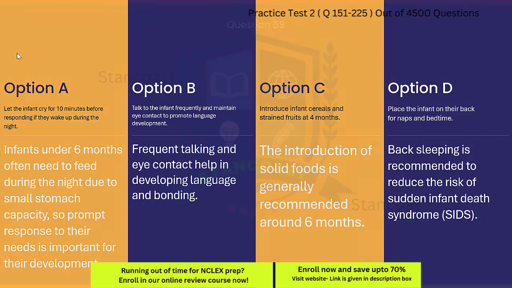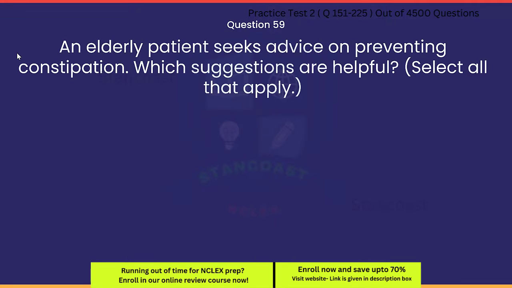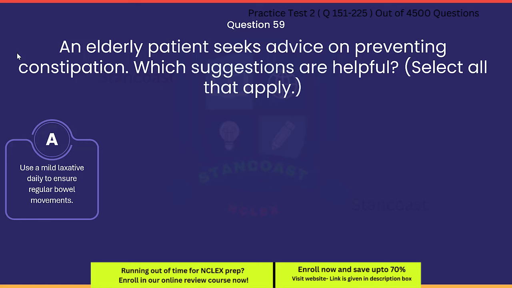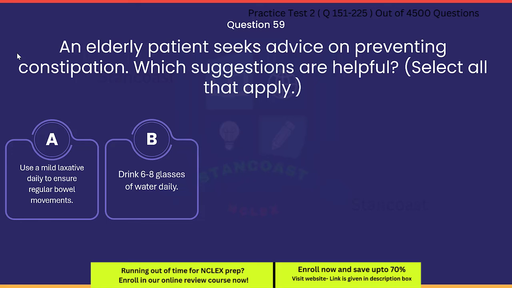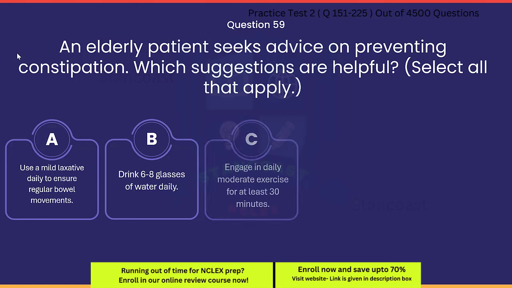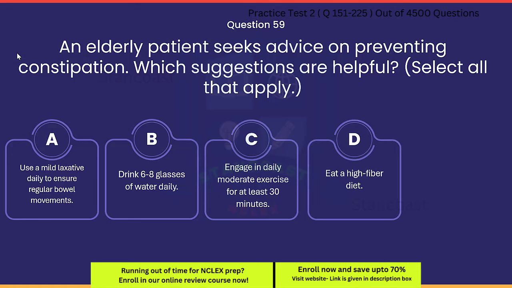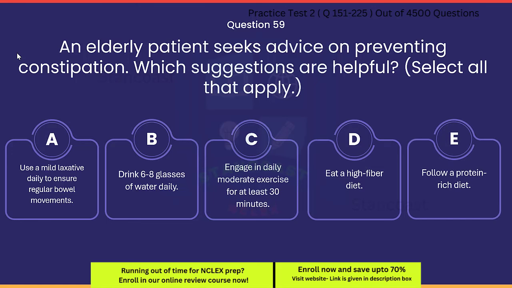Let's move on. An elderly patient seeks advice on preventing constipation. Which suggestions are helpful? Select all that apply. A. Use a mild laxative daily to ensure regular bowel movements. B. Drink 6 to 8 glasses of water daily. C. Engage in daily moderate exercise for at least 30 minutes. D. Eat a high-fiber diet. E. Follow a protein-rich diet. Consider the best ways to promote healthy bowel movements.